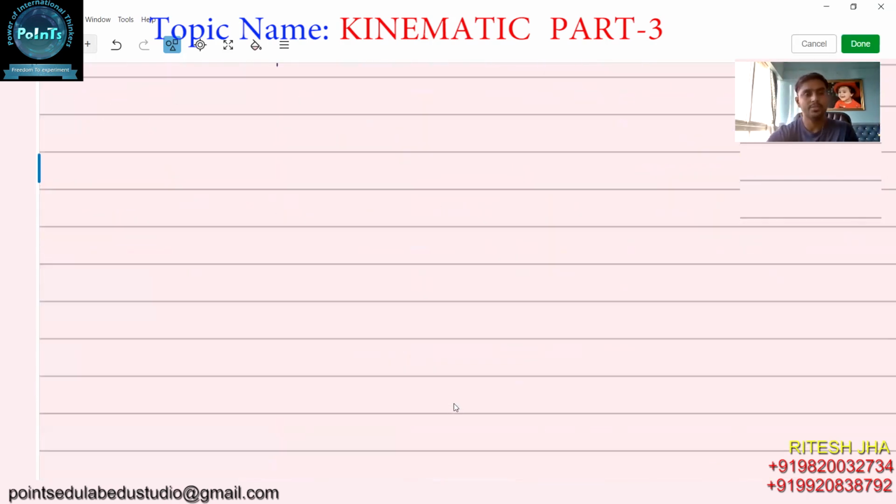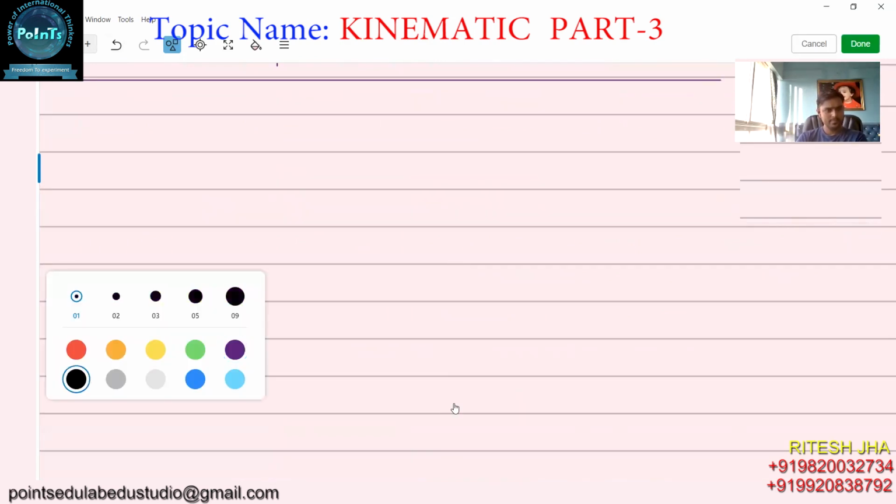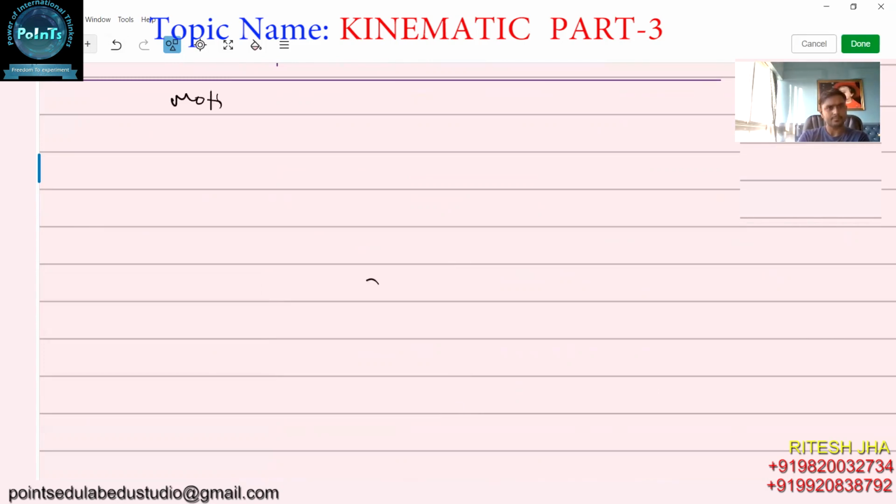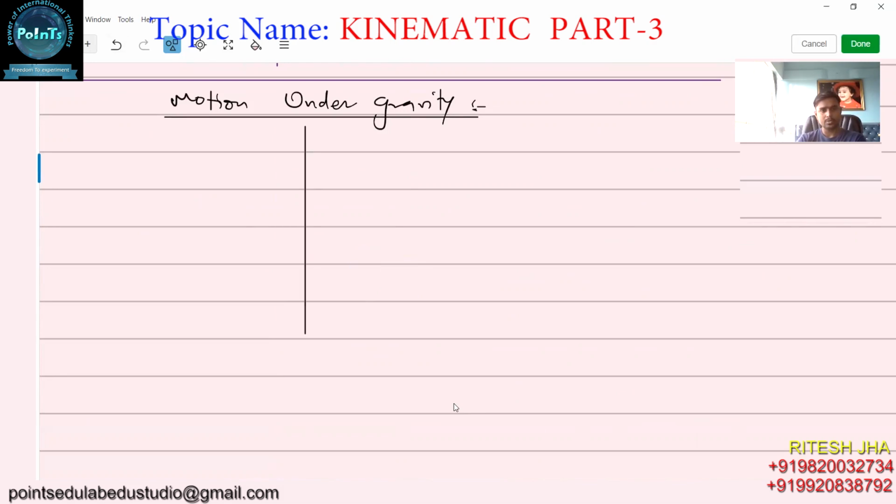So now we can actually start with the motion under gravity. This is not different stuff. The only thing is that here we will be using the sign convention. If you're considering any vector having its effect or being measured in the upward direction, it is considered positive, and any vector in the downward direction is considered negative.